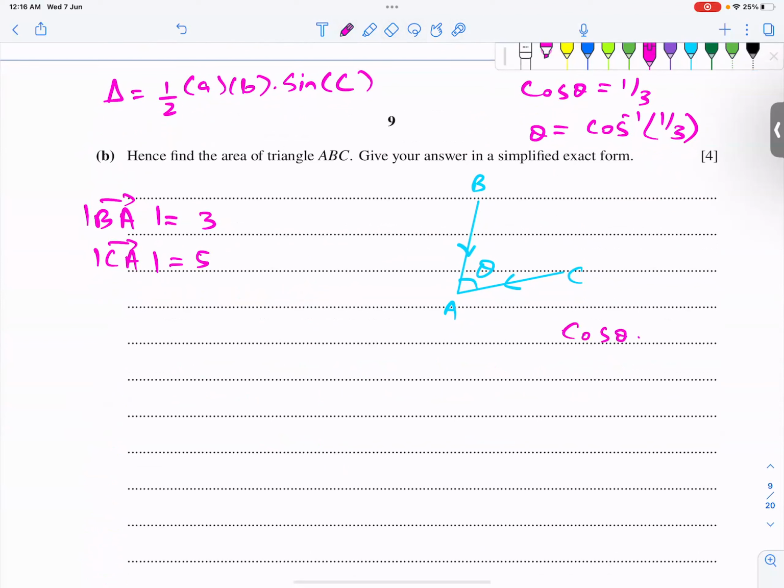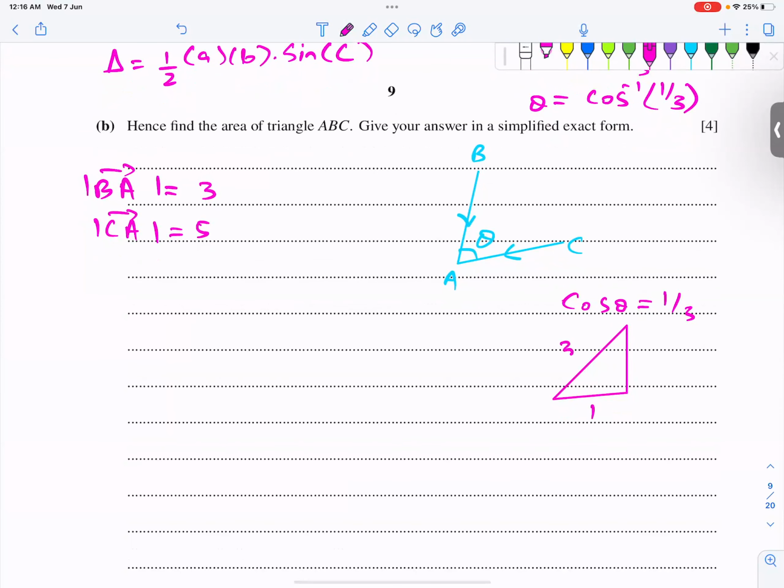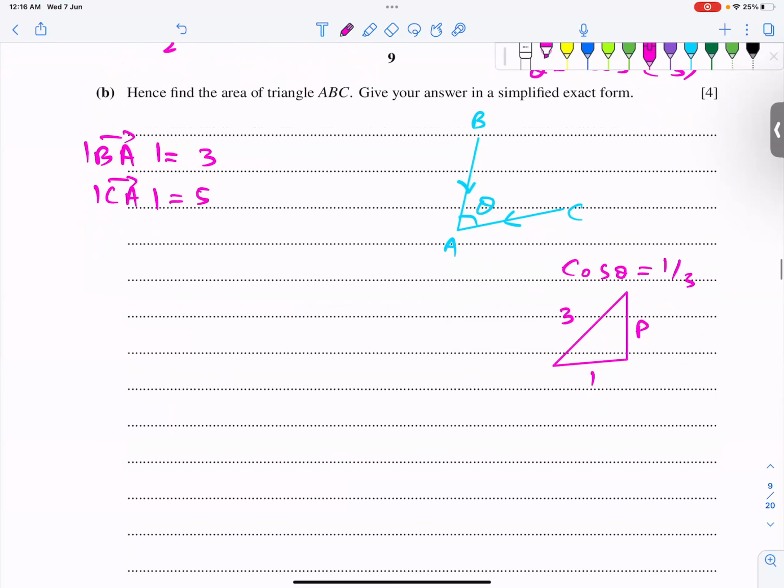As cos theta is 1/3, if you see the diagram, cos is this. So you can find P. So P squared will be 9 minus 1, so this will be 8. So P will be square root of 8, which is 2 square root 2. Okay. So sine of theta will be 2 square root 2 over 3.